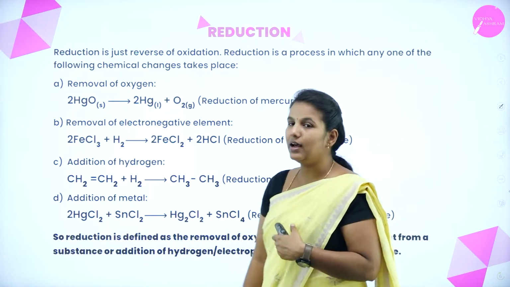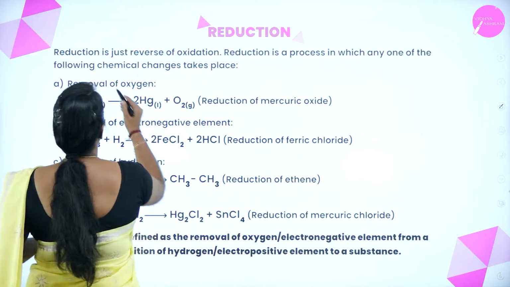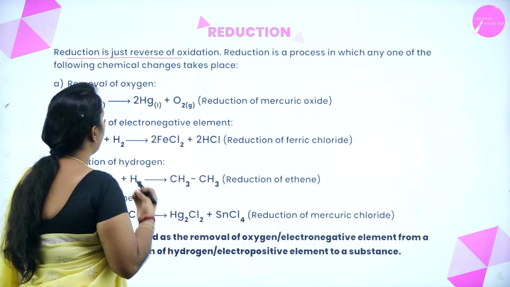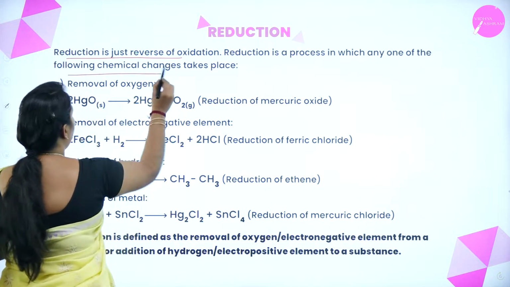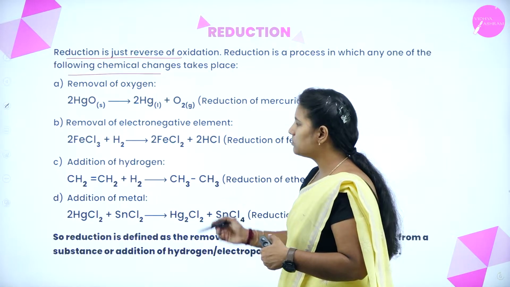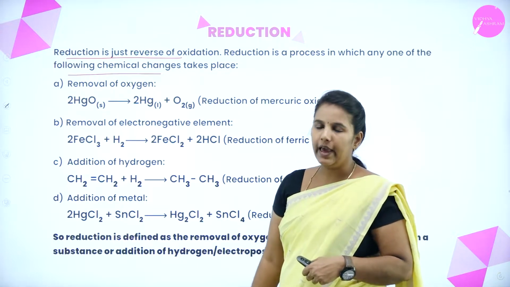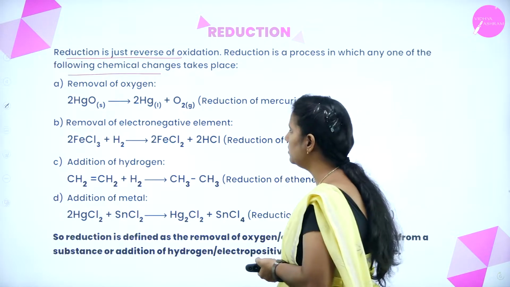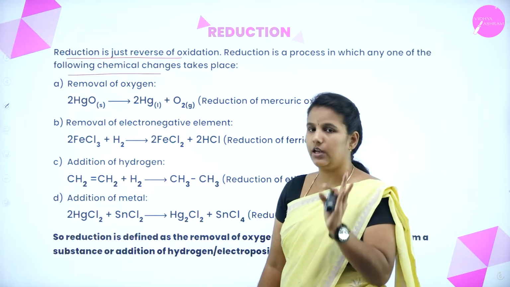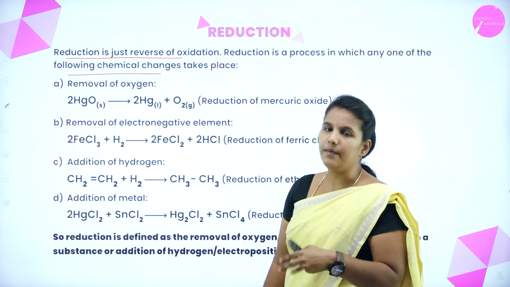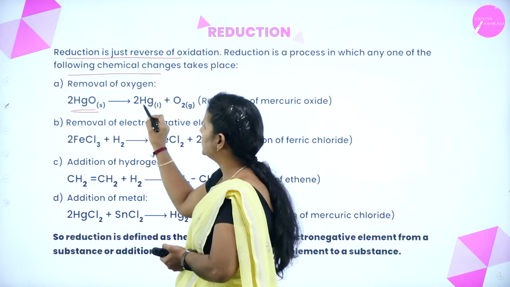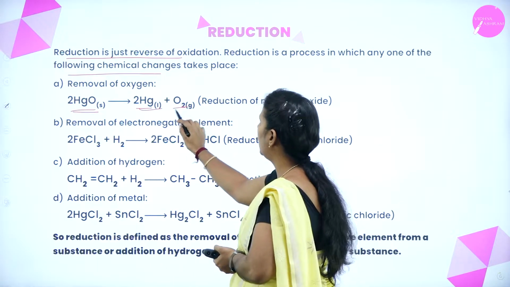Next, we'll go for reduction. Reduction is just the reverse of oxidation. Reduction is a process in which any one of the following chemical changes takes place. Again, I have listed them in terms of oxygen, hydrogen, electropositive metal, or electronegative element. First, I'll go for oxygen. The removal of oxygen from a metal oxide is said to be reduction, where in mercuric oxide you are removing the oxygen, so it will form mercury along with oxygen.